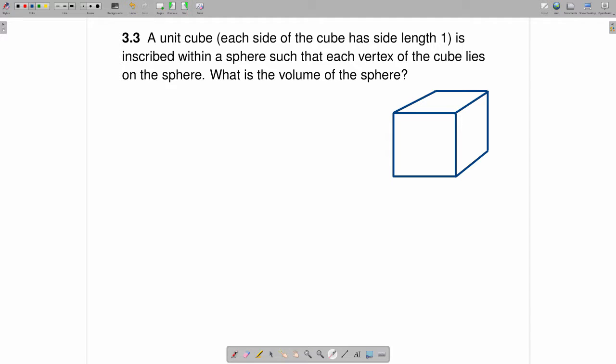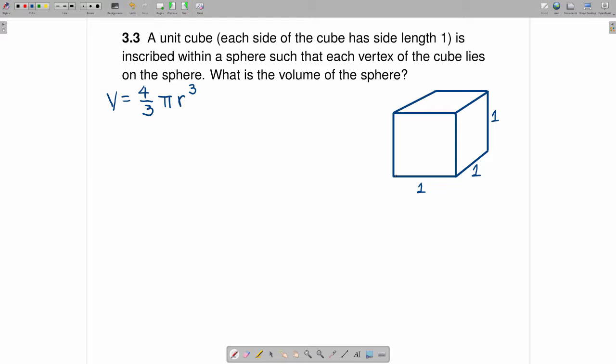And we know it is a unit cube, and because it is a unit cube, we know that this side right here is length 1. This side is length 1. In fact, they're all length 1. So what we'd like to do now is figure out the volume of the sphere, and the formula for the volume of a sphere is 4/3 pi r cubed. So in order to use that formula, we need to know the radius of the sphere, and we have something that's very close to that.